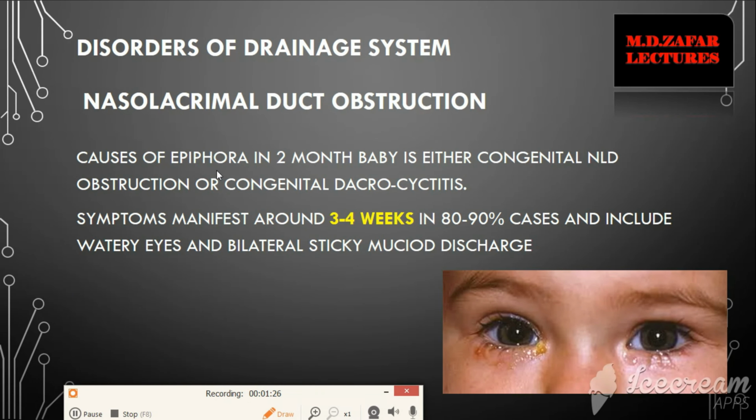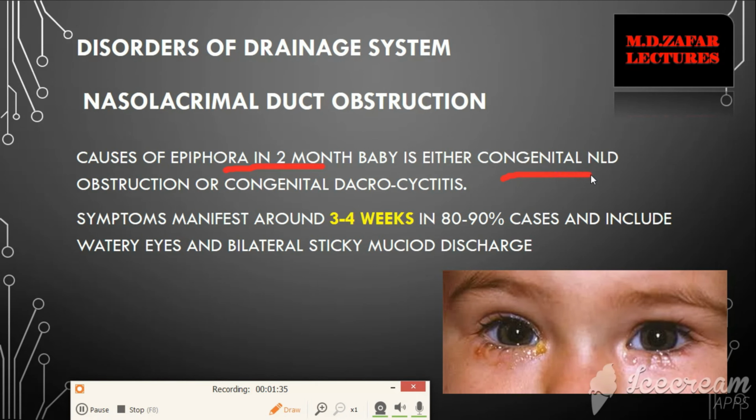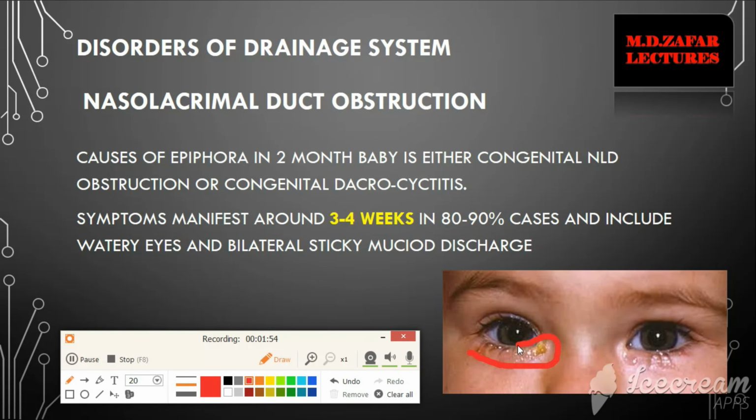Causes of epiphora in a 2-month baby are either congenital nasolacrimal duct obstruction or congenital dacryocystitis. Now, symptoms manifest around 3 to 4 weeks in 80 to 90% of cases and include watery eyes, that is epiphora, and bilateral sticky mucoid discharge because of infection. This is the mucoid discharge, and this is the appearance of excessive watering from the eyes.